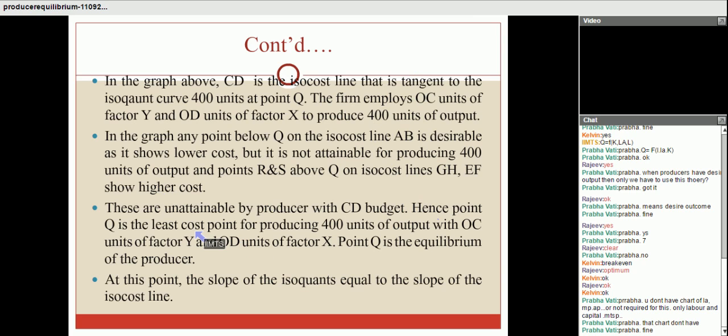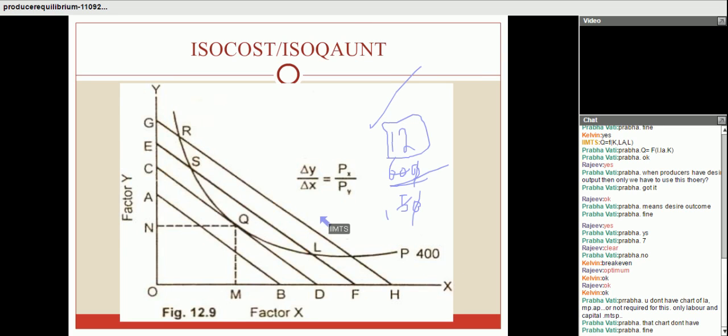Now these are unattainable by the producer with the CD budget. Hence point Q is the least cost point for producing 400 units of output with OC units of factor Y and OD units of factor X. Point Q is the equilibrium of the producer. Let us see that.